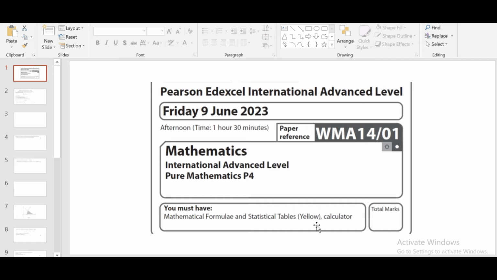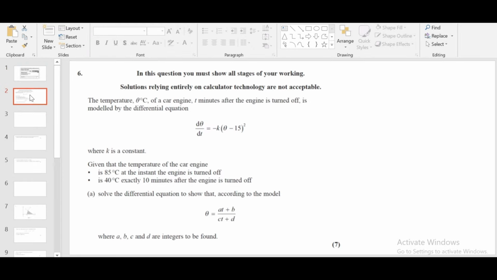Here we are solving the May-June 2023 Pure Math 4 paper. In the previous two parts, we solved questions 1 to 5. Now let's look at question number 6.